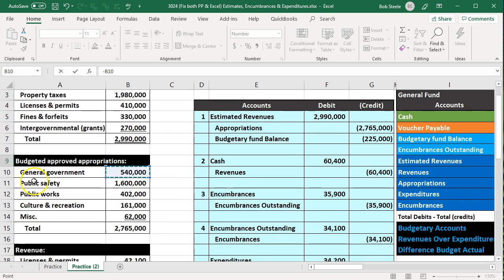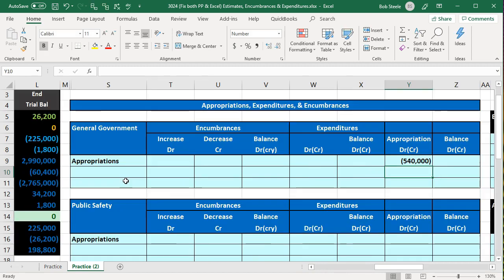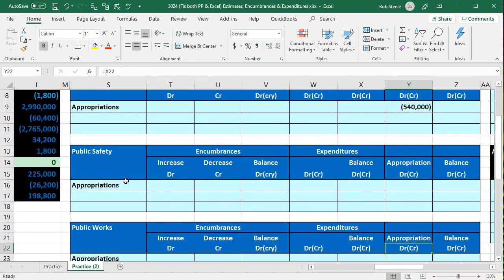Now we're in the general government activities. We're going to pick up the 540. So there's the 540. It's going to be in a credit, and then we're going to scroll down. We're going to do the same thing all the way down. We're in the public safety. I'm putting the same appropriations here, and we're going to be in the public safety under the appropriations column. And then we're going to say negative instead of equals.